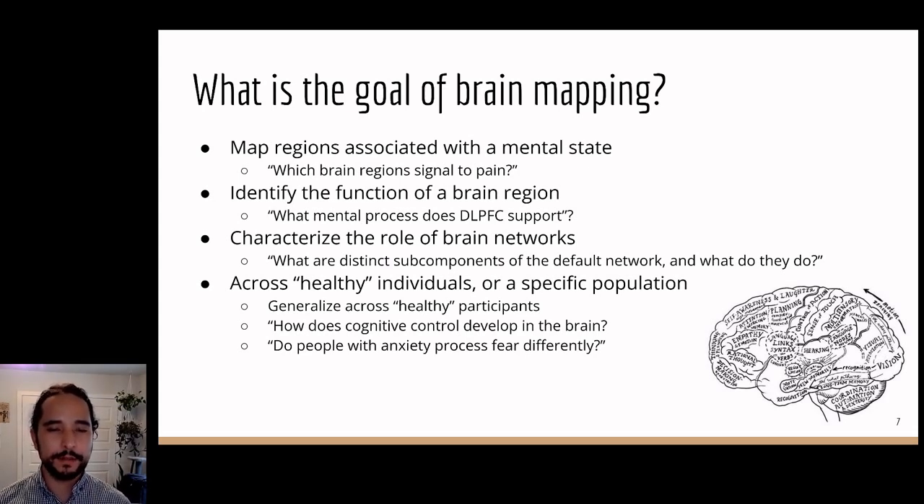For example, in a developmental sample, we could ask, how does cognitive control develop in the brain as you age? Or in a specific sample of people with a disorder, we could ask, for example, do people with anxiety process fear differently? Do their brain regions activate differently when they experience fear compared to a healthy population?